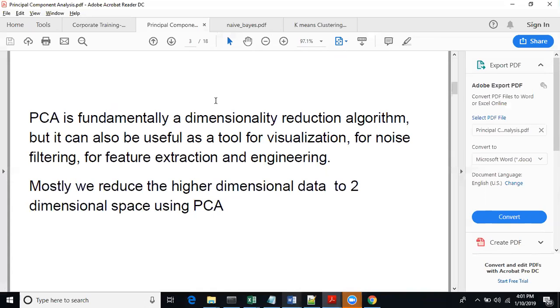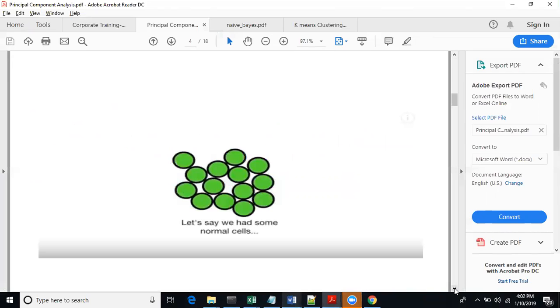And feature extraction. For feature extraction and engineering, that means we'll get to know the most important features. We are going to create some new features with PCA, principal component analysis, inherited from the big data set of thousands of columns. So mostly we reduce into two-dimensional space. Yes, right. At the moment I will show you some graph, then your visibility will be clearer.